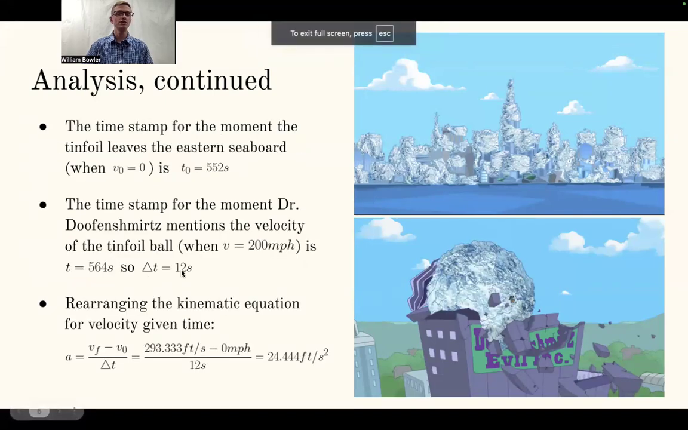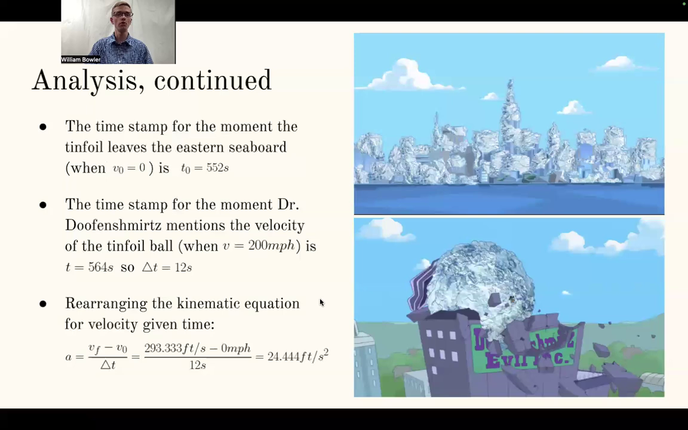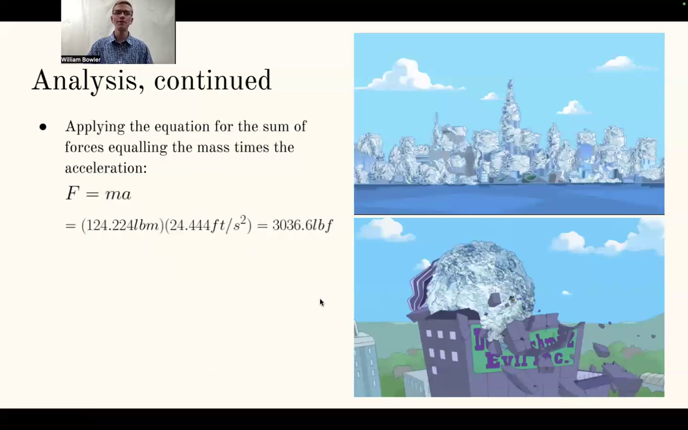we're going to plug in that change in time of 12 seconds into the kinematic equation to get our acceleration of 24.4 feet per second squared. We're going to multiply that by the pound mass to get the pound force that's exerting, which is about 3,036.